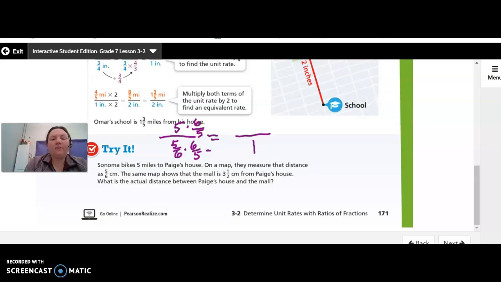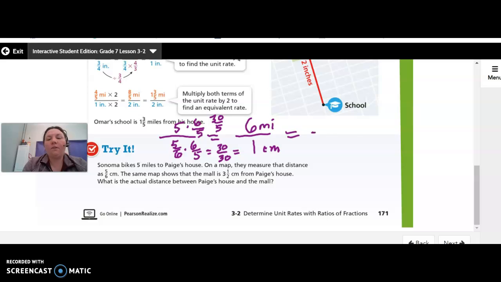5 times 6 is 30. 6 times 5 is 30. And 30 divided by 30 is 1. So there's my unit rate in the bottom. Now I'm going to multiply my top by 6/5. 5 times 6 is 30, and 30 divided by 5 is 6. So this tells me that 6 miles equals 1 centimeter.